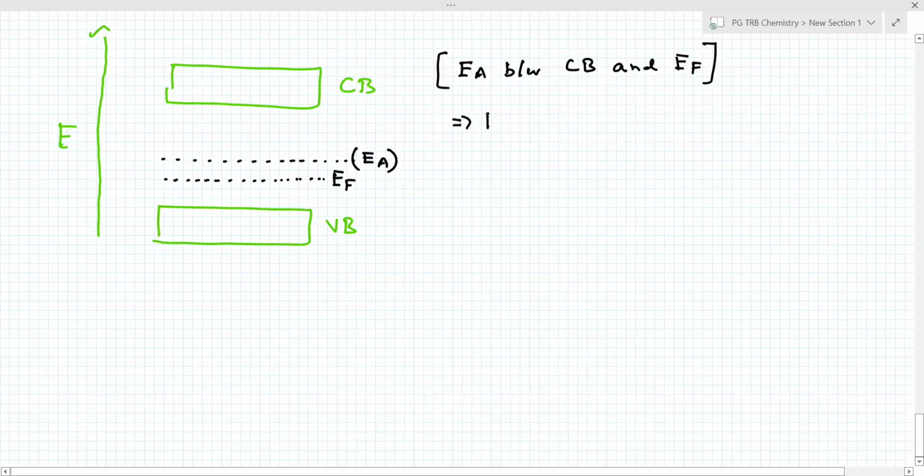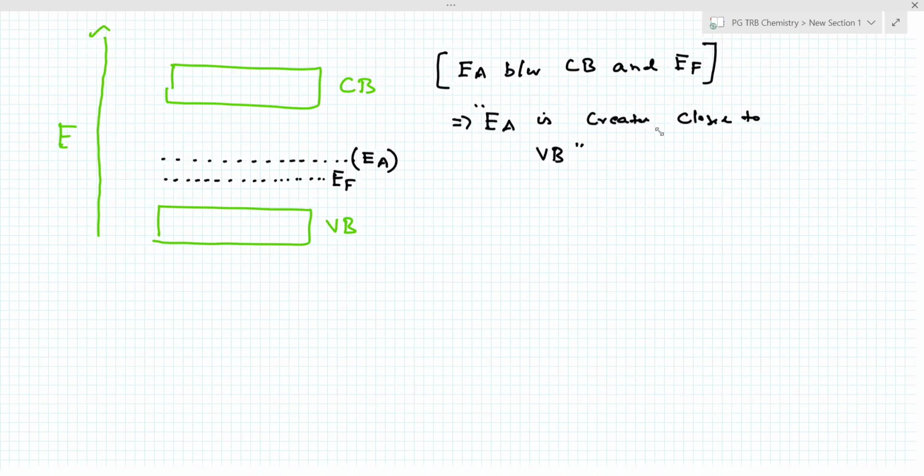Second point, the acceptor level is created close to the valence band. These two points are very important. Please note them. You got the point.